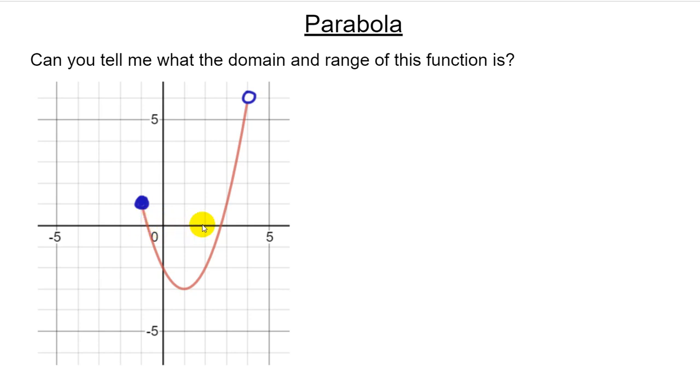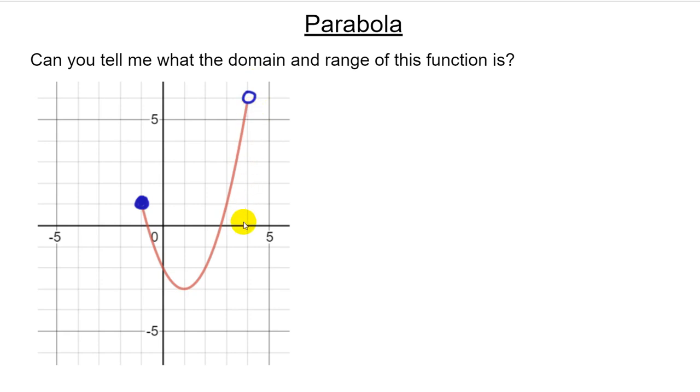If we were to write this as an inequality, the way we can represent the domain would be -1 is less than or equal to x, and then x is less than 4. The reason it's less than 4 is because we have an open circle here.